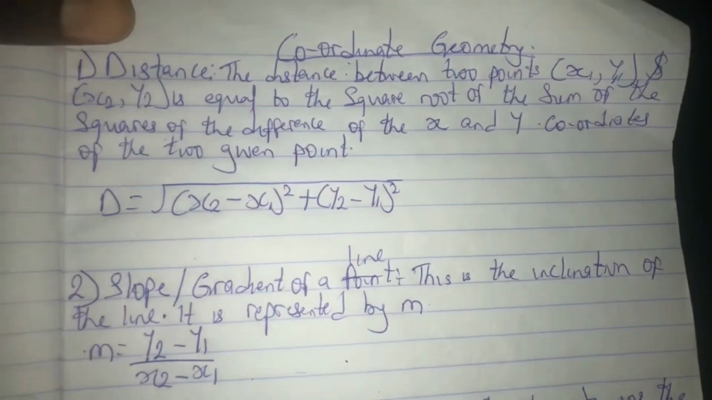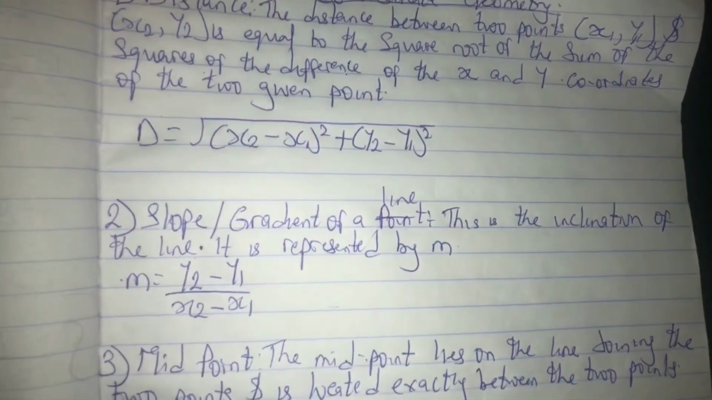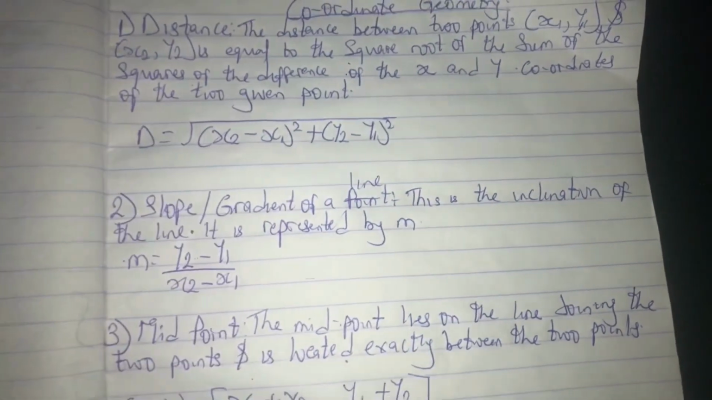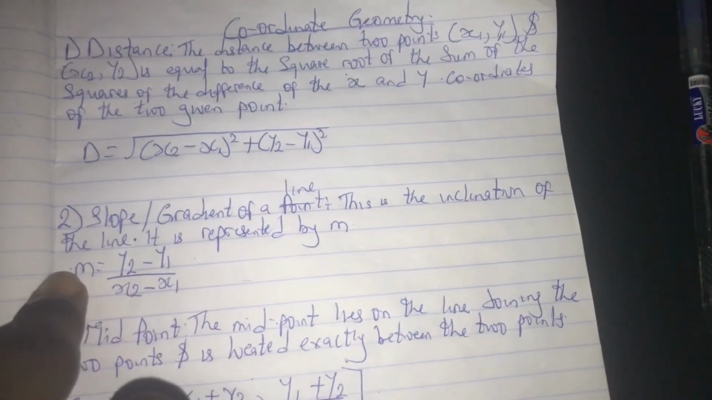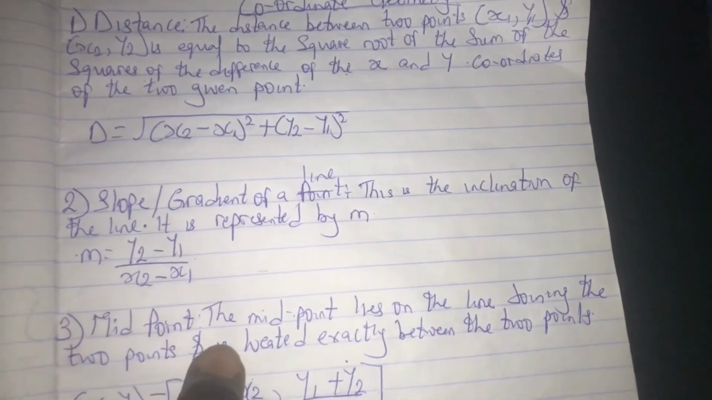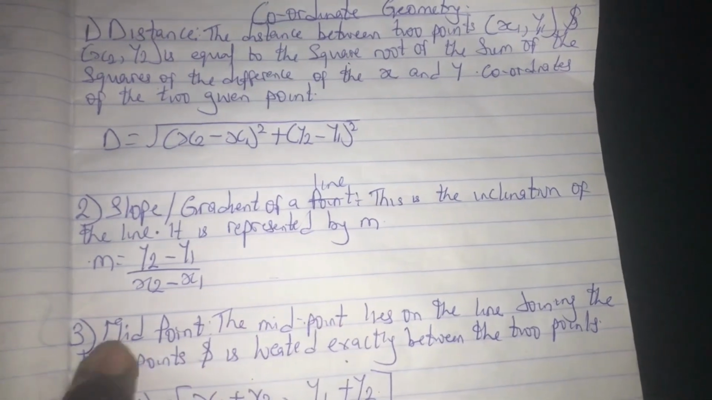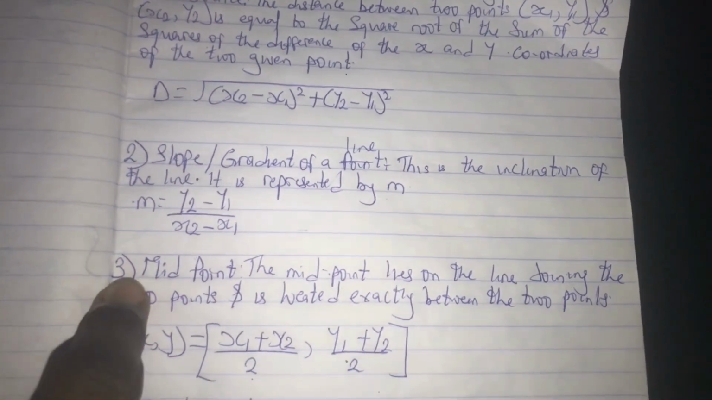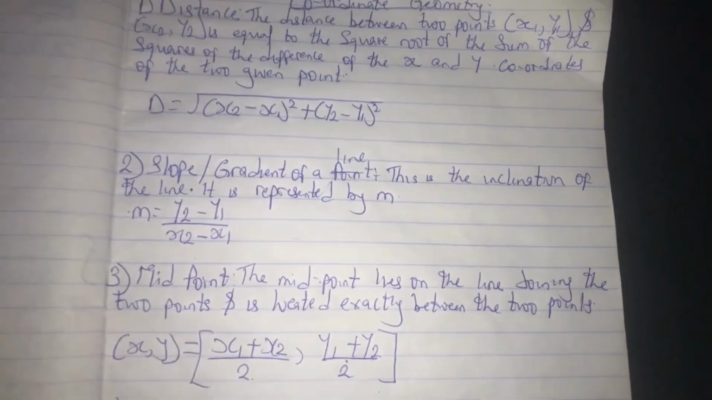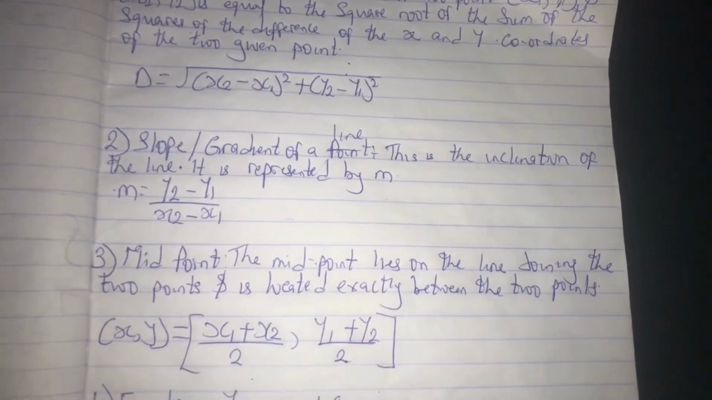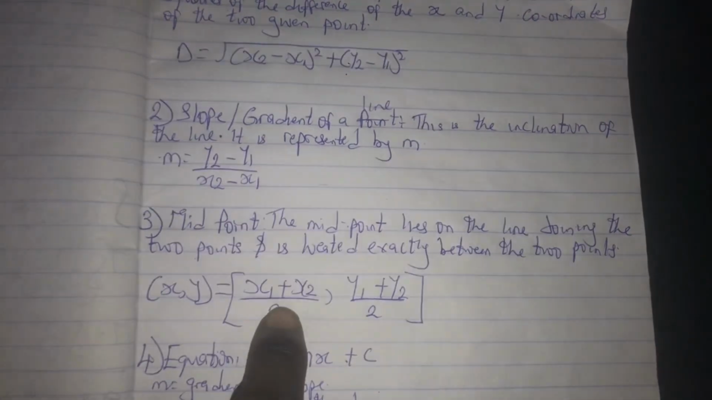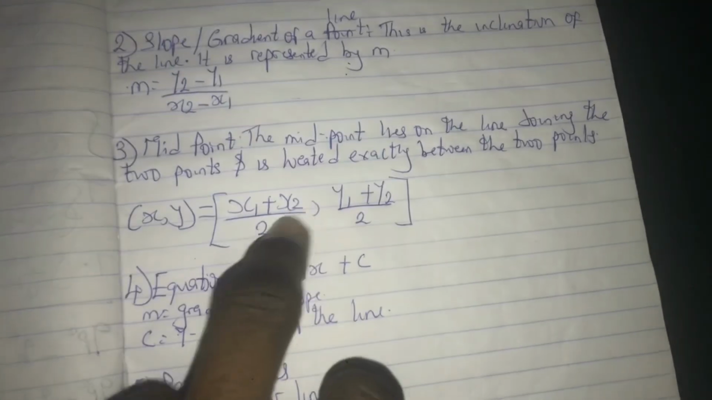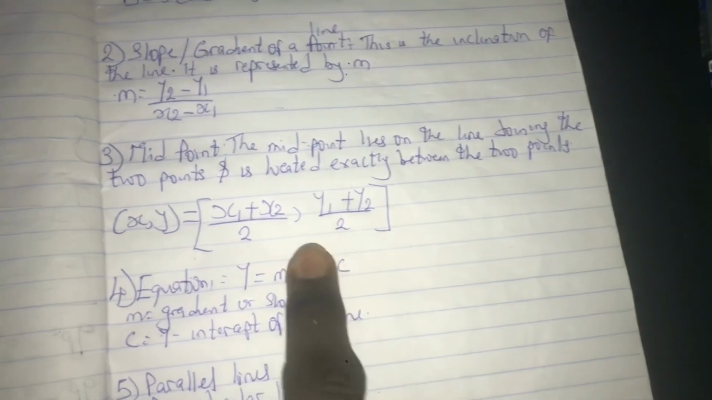Then the slope is also known as the gradient of a line. It is usually represented by m, and it is the inclination of the line. m, which is used to represent the slope, is equal to (y2 minus y1) over (x2 minus x1). Our next one is the midpoint. The midpoint lies on the line joining the 2 points and is located exactly between them. So the midpoint is ((x1 plus x2) over 2, (y1 plus y2) over 2).